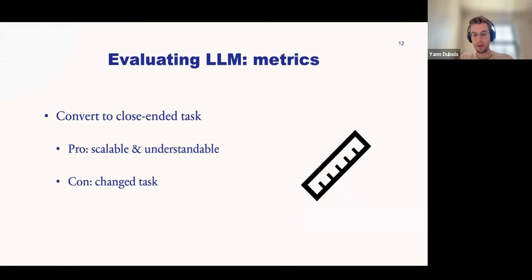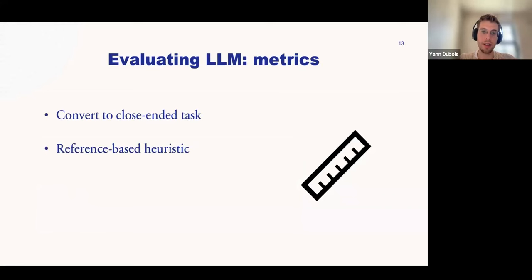The benefit of doing it that way is that it's very scalable and you really understand what is going on. The downside is that now you change the task. You went from an open-ended free-form text to something that is closed-ended with only a few choices. So you will evaluate something a little bit different than how the models will be used in practice.